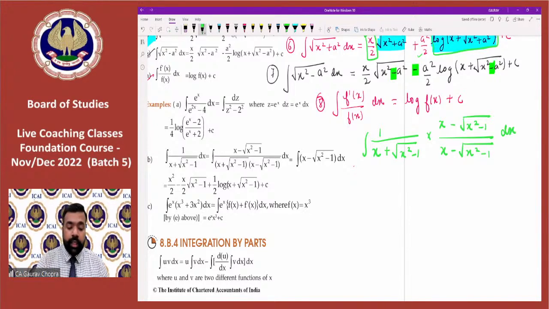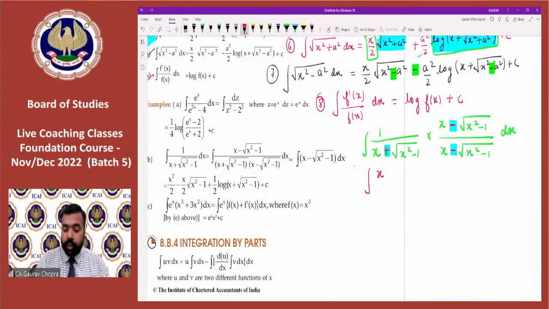So how do we rationalize? We just change the sign. Instead of plus, we have taken minus. Rest all should remain the same. So in this way, we have done rationalization. This is minus and here it was plus. This is the difference. Now, after doing this, what will happen?